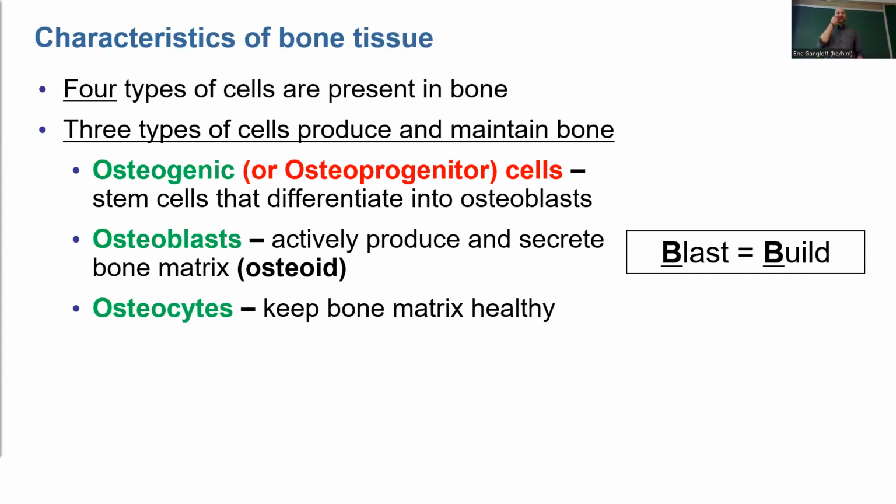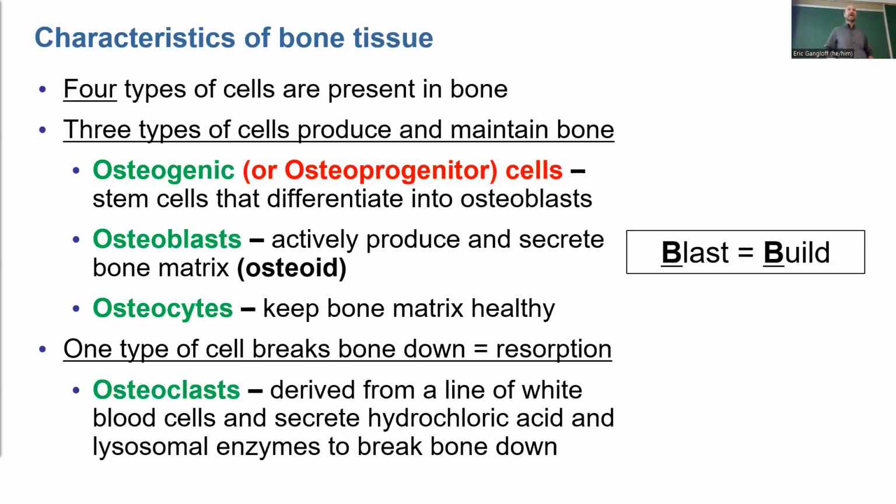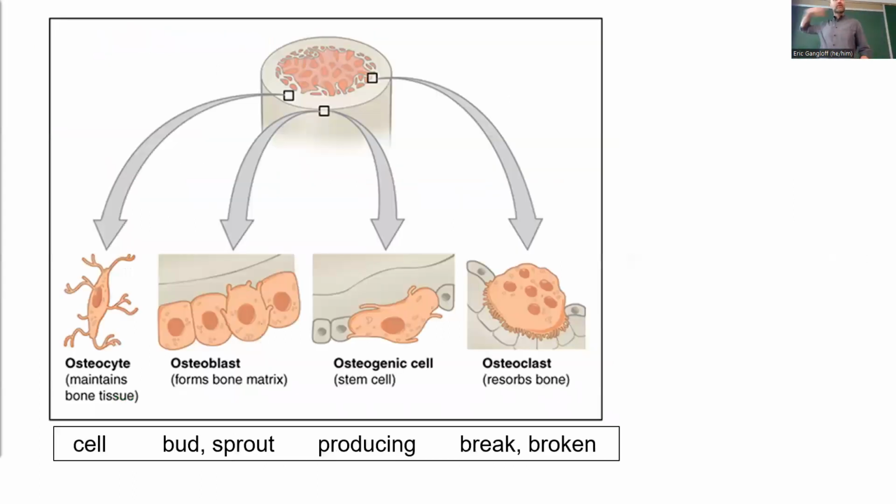And then we have the osteocytes, which are cells that basically serve a maintenance role and make sure that nutrients are being exchanged, waste is being removed, that kind of thing. The 4th type of cell is a little bit different. It is involved with resorption, and it is called an osteoclast. It is actually derived from a line of white blood cells. So it's a kind of immune cell that breaks down bone, and that provides space for the osteoblasts to build up more bone.